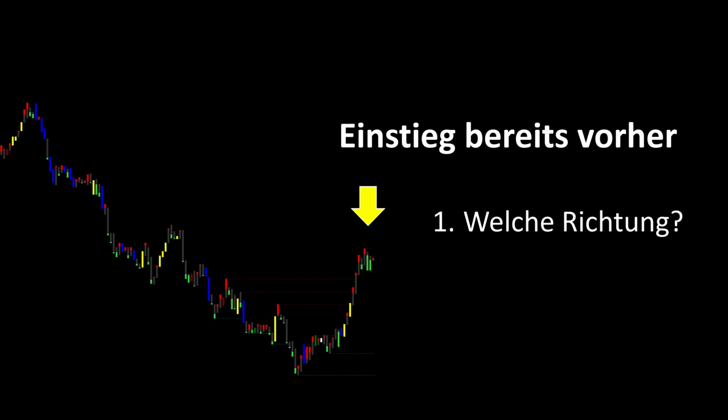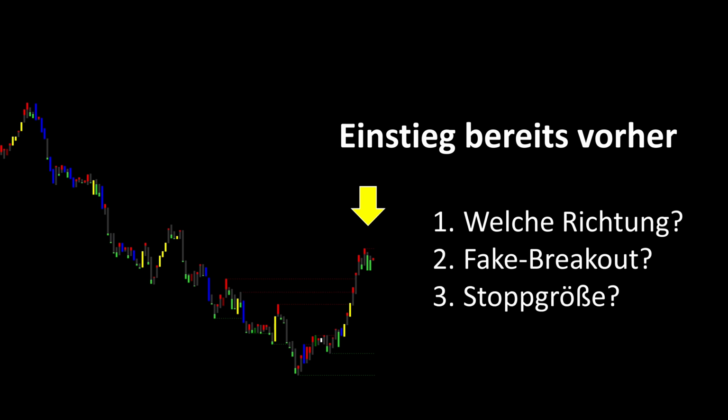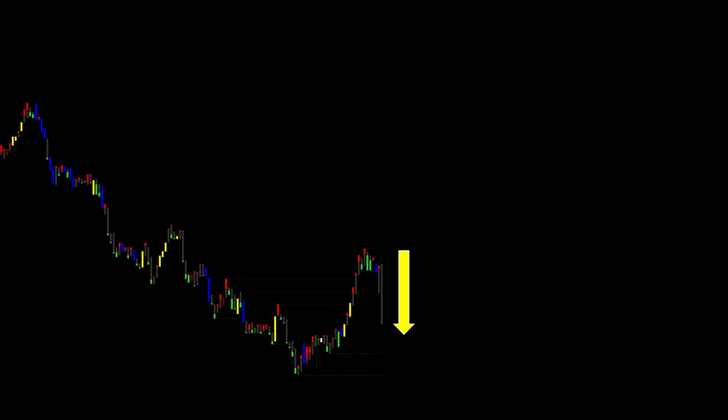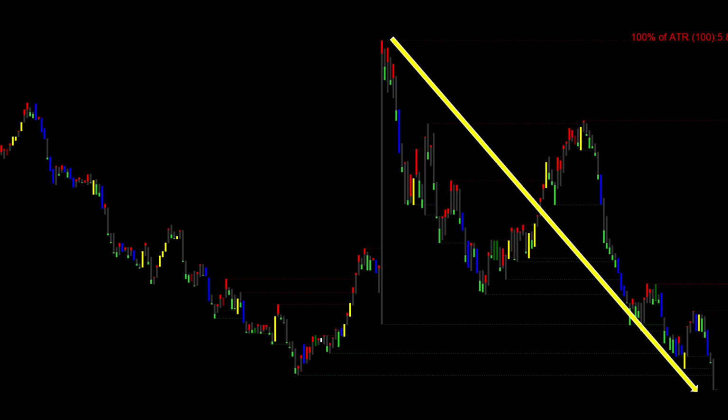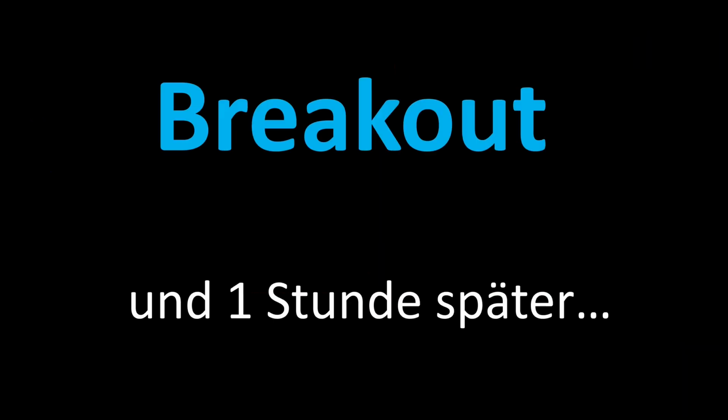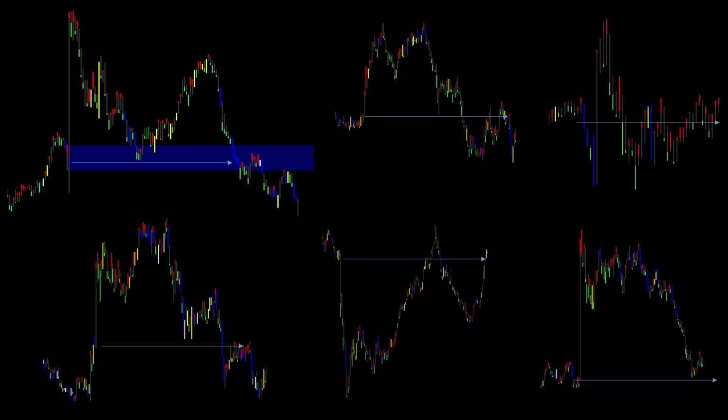Is there a fake breakout beforehand? And how big should the stop be? And then it starts. First, we see a fake breakout. The price jumps up and then slowly goes down again. Look for yourself, 1 hour after a breakout, the price is very often back where it started with the breakout.